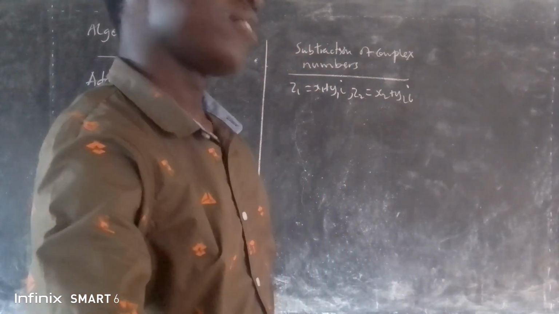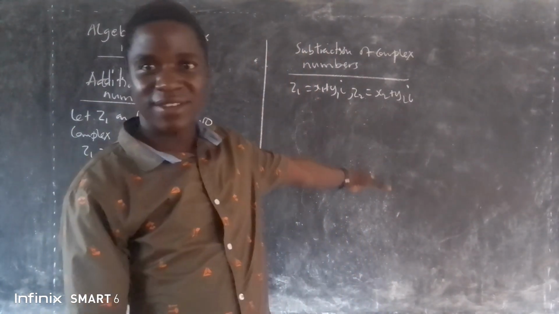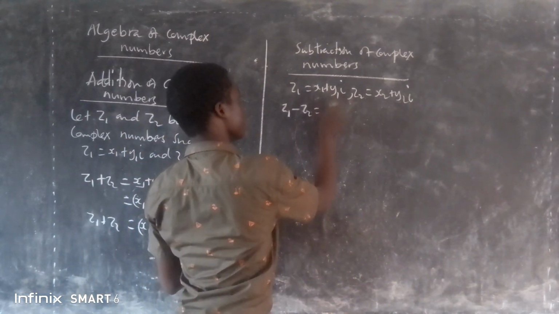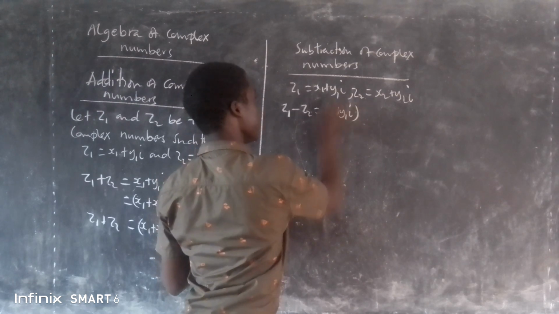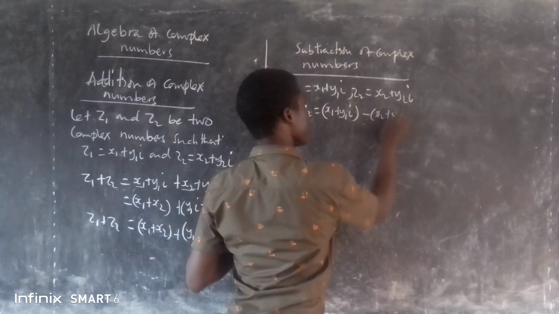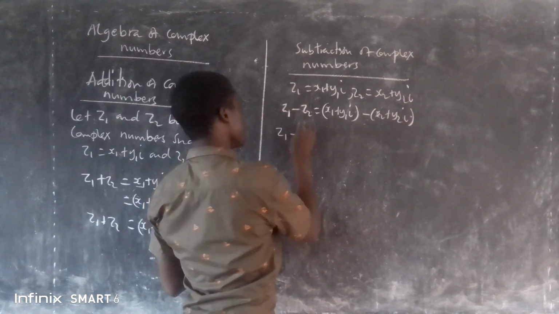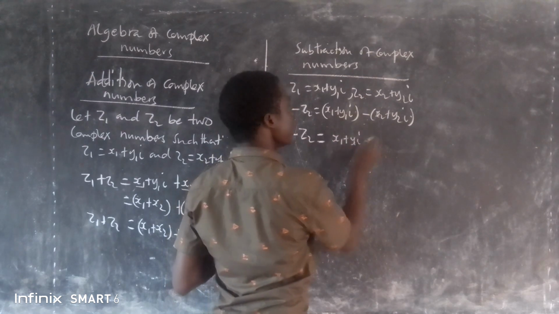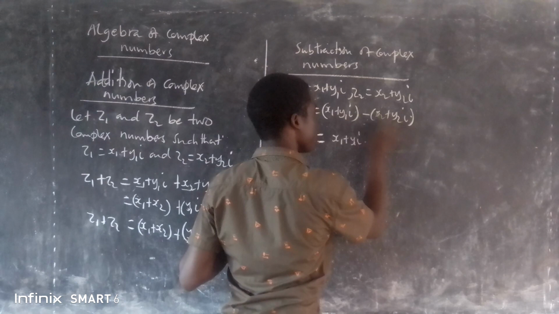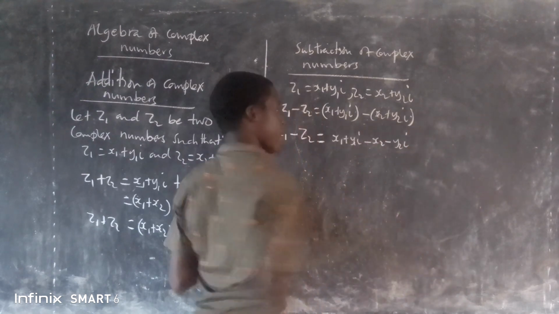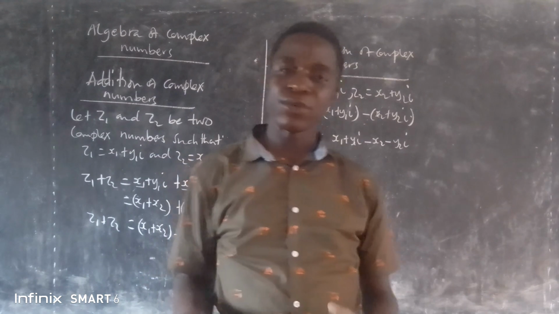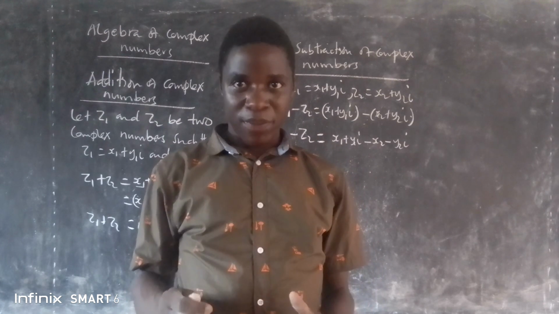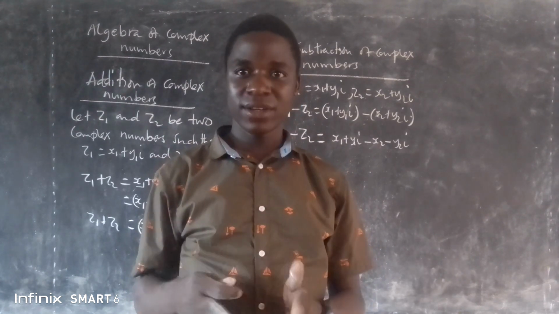If that's the case, we are saying that in case that's the case, subtract z1 minus z2. You see what will happen? z1 minus z2 equals x1 plus y1i, then minus x2 plus y2i. So z1 minus z2 equals, opening these brackets, x1 plus y1i minus x2, multiply this minus y2i. Now when you reach there, you have to go for collecting like terms together.